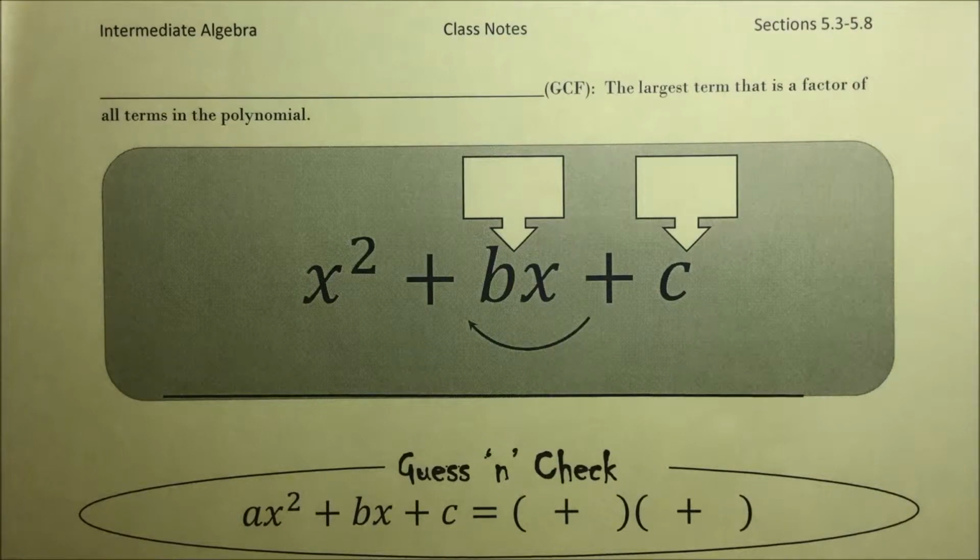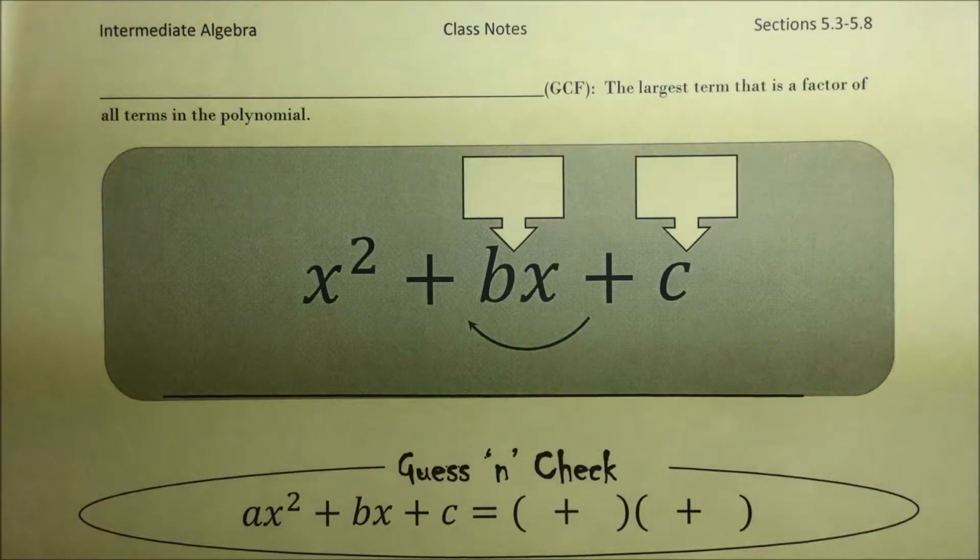Intermediate Algebra, Section 5.3, Common Factors. Factoring is the reverse of multiplying. When factoring a polynomial, we always look for a factor common to every term. If one exists, then we use the distributive law to write an equivalent product.